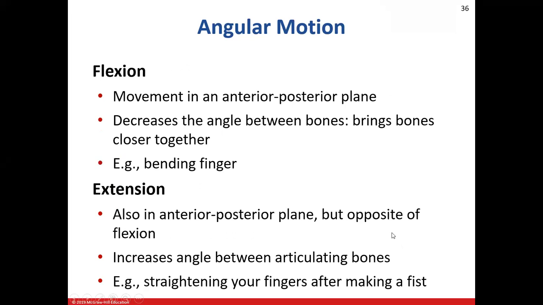So let's look at flexion first. Flexion is where we have movement in an anterior to posterior plane. What it does is it decreases the angle between the bones, or essentially it brings the bones closer together. If you think about bending your finger, if you bend it down towards your palm, that's flexion. If you extend it and straighten it, that's extension. Okay, and we'll talk about that.